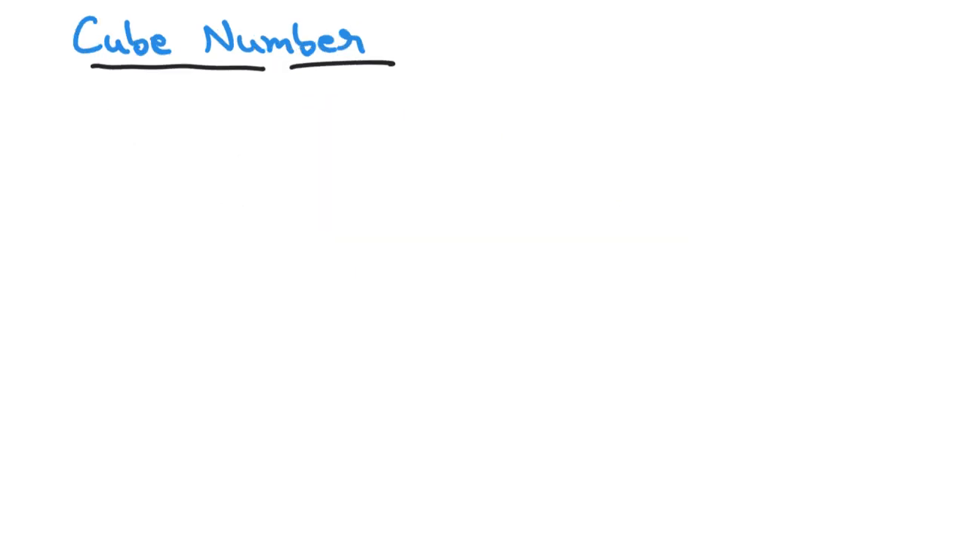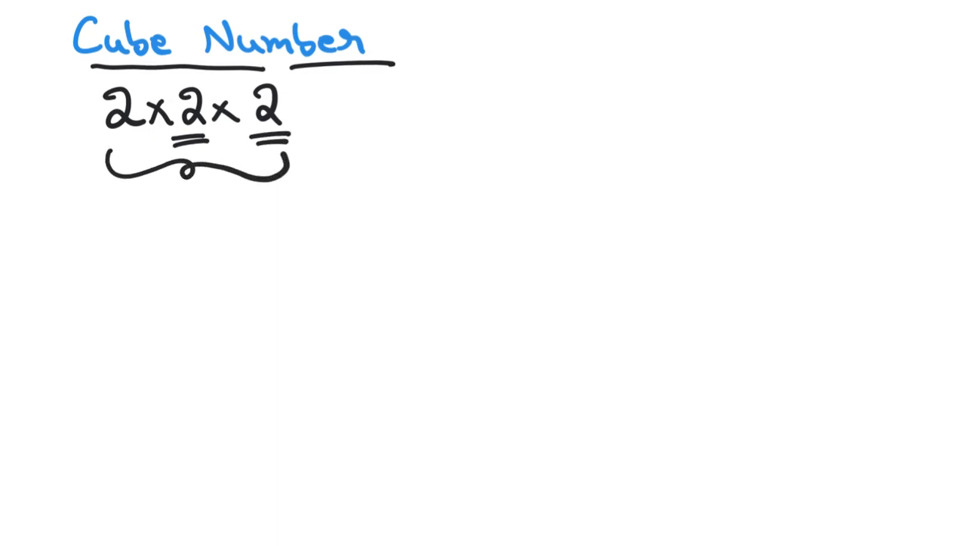What do we mean by a cube number? A cube number is a number that is multiplied by itself 2 times. For example, let's take 2 again. If I multiply 2 by itself 2 times, so basically it's 2 into 2 into 2, which is 8. So 8 is a cube number. Get the idea now? It's very easy.